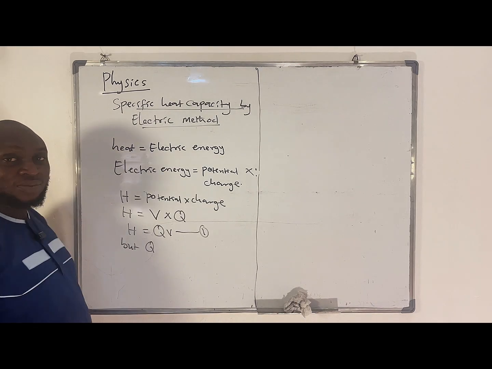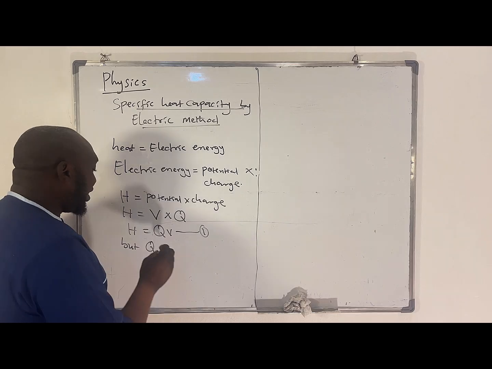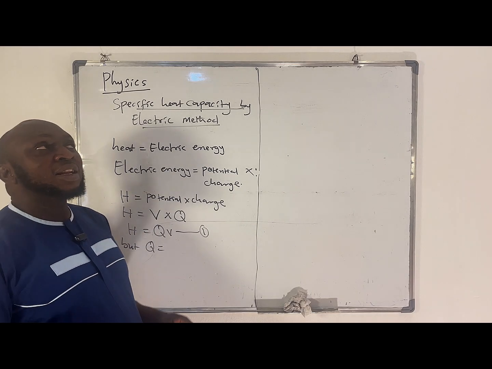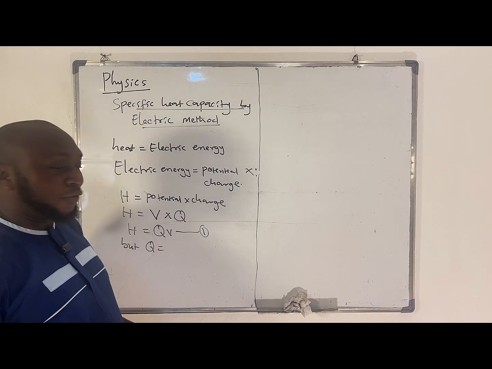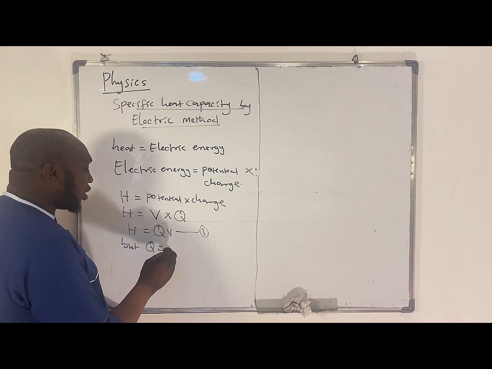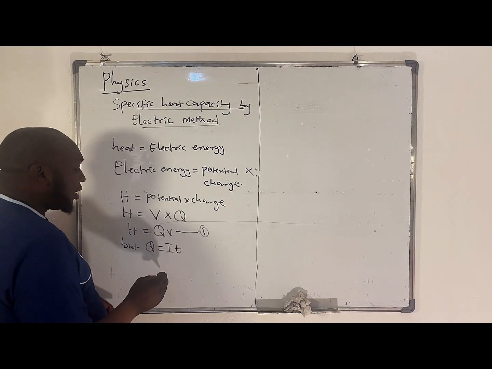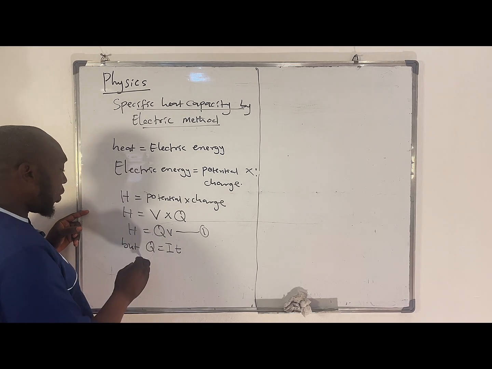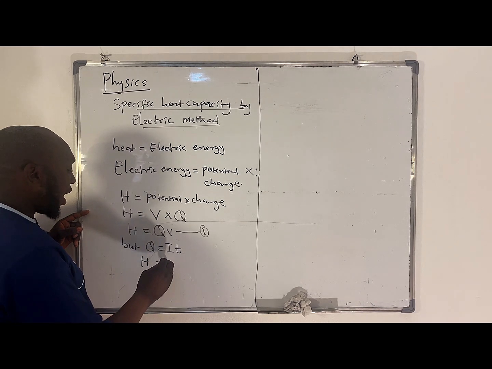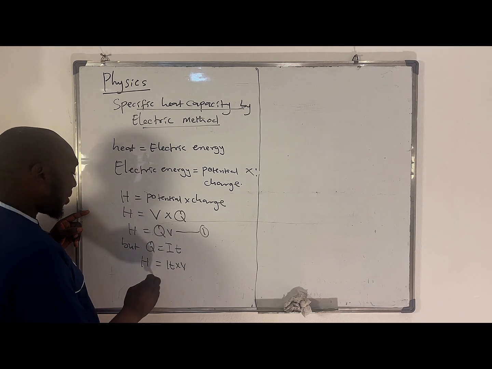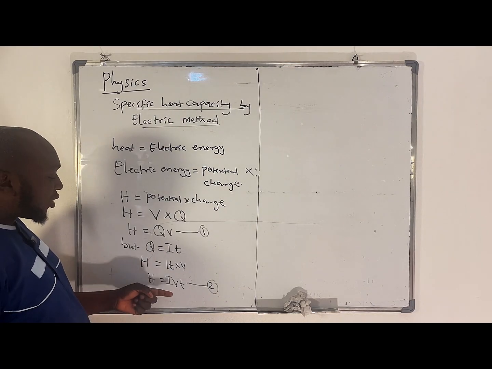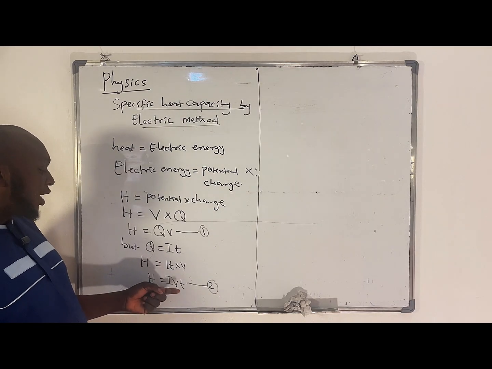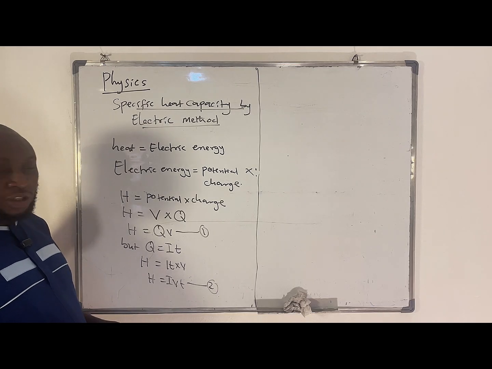Now, the quantity of electricity is equal to the product of the current that flows through the electric device and the time taken for the current to flow. So quantity of electricity Q equals current times time. Substitute this into this equation: we have H equals IT times V. H now becomes IVT. I can write this as formula 2. This is another formula to find the quantity of heat supplied to a material when current, voltage, and time are given.